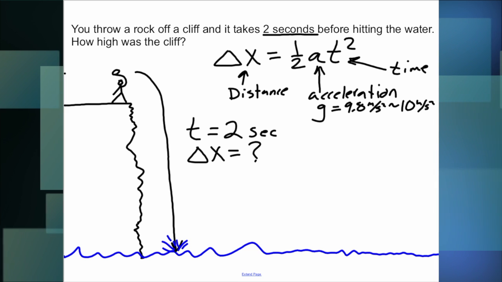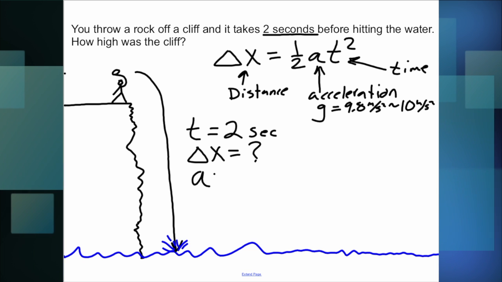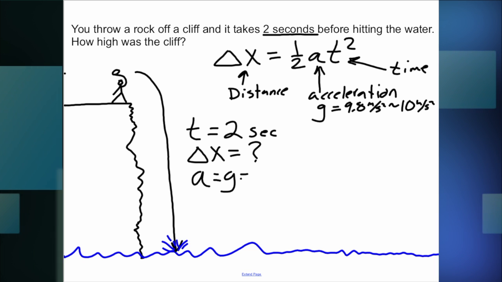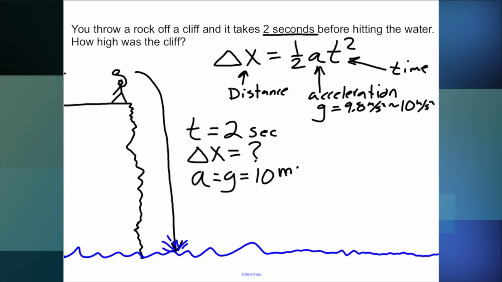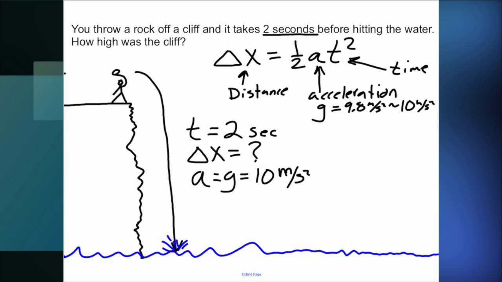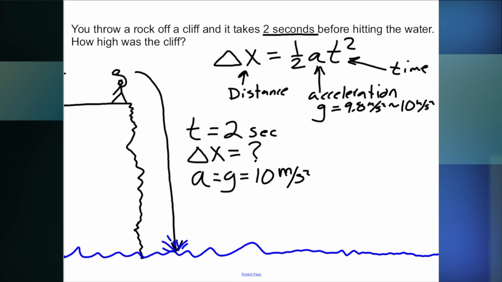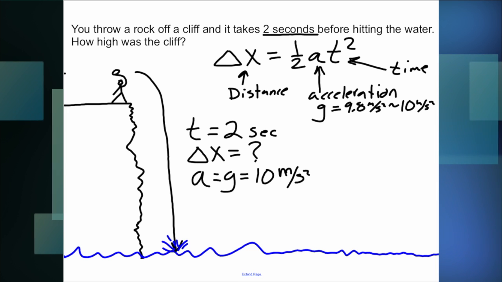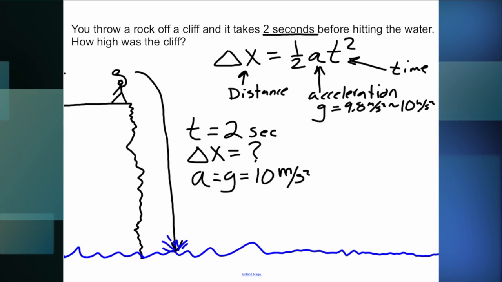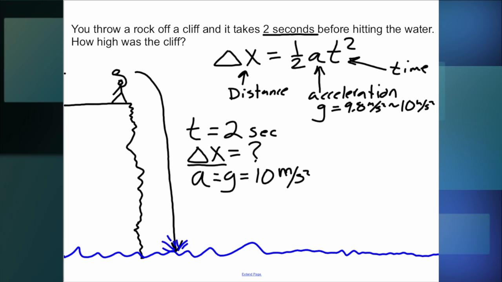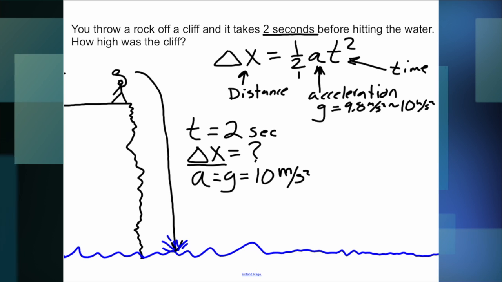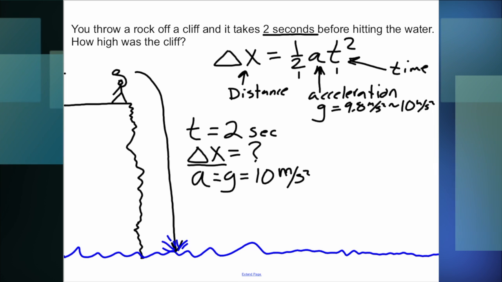Our acceleration, again, that is g, which we're going to approximate to 10 meters per second squared. And we have everything we need in order now to calculate this delta x. We of course can calculate 1/2. We know what a is, we know what t is. We're just going to plug that in now.